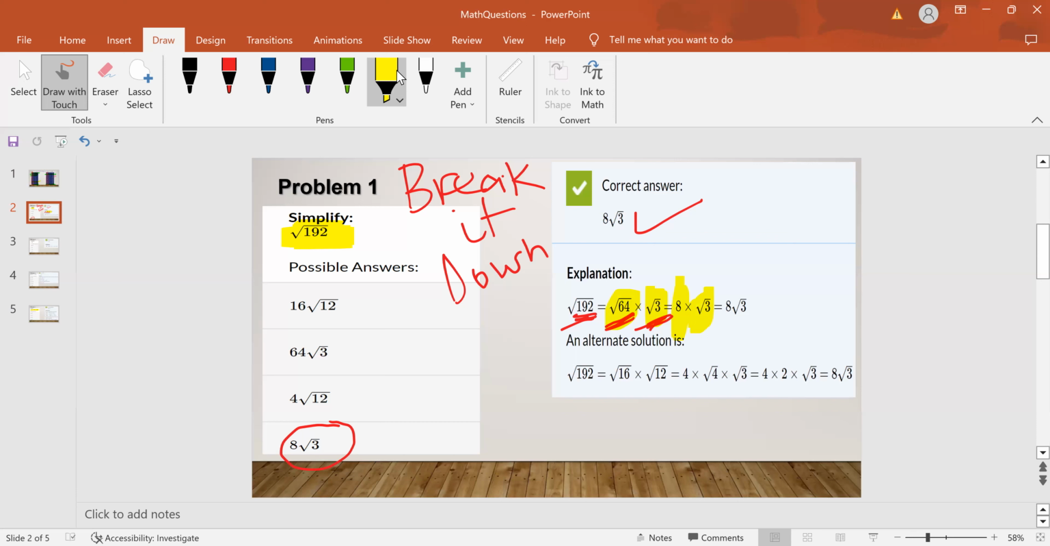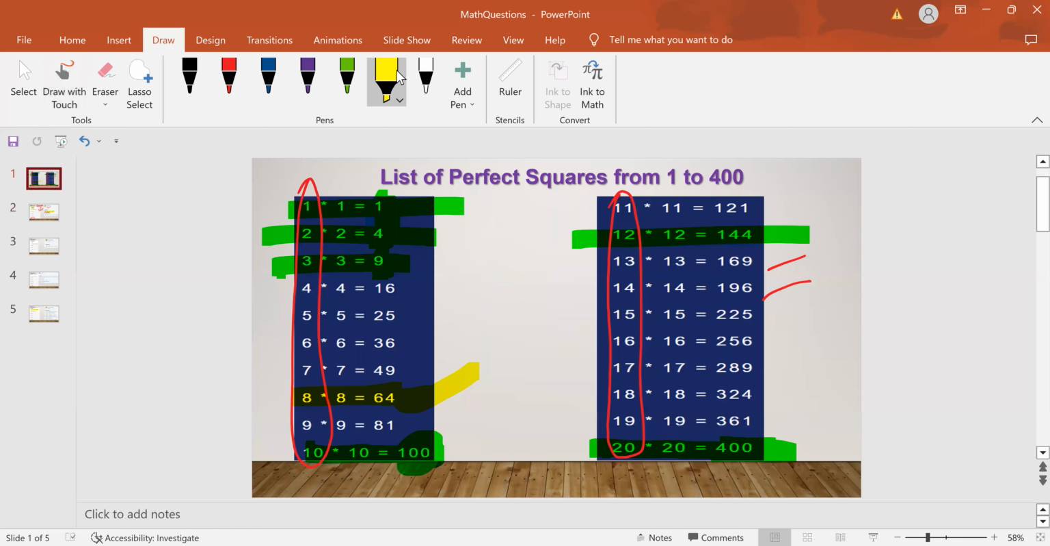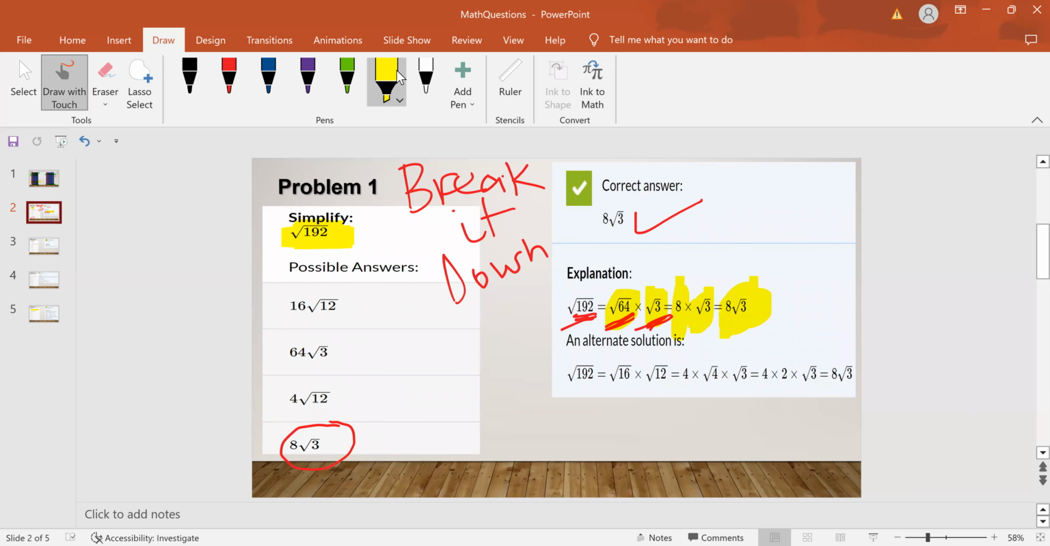Okay, and that gives you 8 square root of 3 as your final answer, because we cannot go further. We stop there. So that's the purpose of the perfect square, because when you have a perfect square, the square root of that perfect square gives you a regular number, and that regular number is the counting number used to find that perfect square. So the counting number used to find the perfect square 64 is 8. Therefore, square root of 64 gives you that regular 8, and the answer will be 8 square root of 3, because we cannot do anything with the square root of 3.